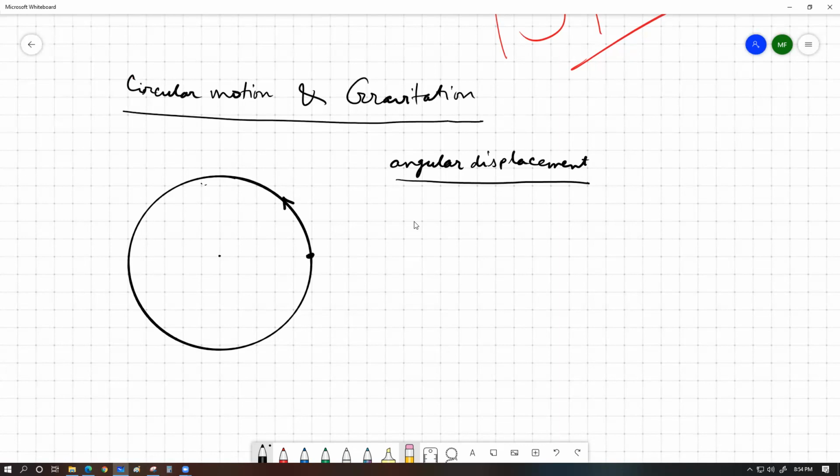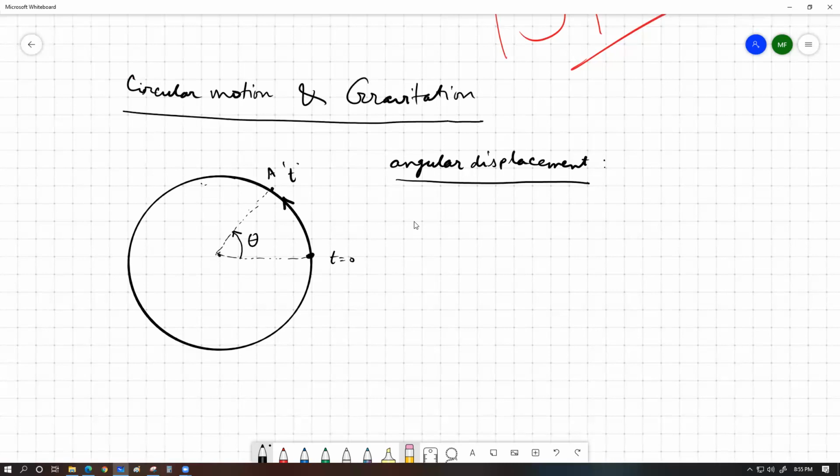Angular displacement actually means how much angle the object subtends with the center. For example, let's say at t equals 0 time, the object is starting from this position. It goes through this path and let's say it reaches this position. Let's say this is position A, and it takes t time to reach over here. If we join these two positions, the starting position and the ending position, with the center, we get this angle that the object's motion makes with the center. This is what we call the angular displacement. So in t amount of time, it has covered theta radian. Radian is the SI unit for the angle.